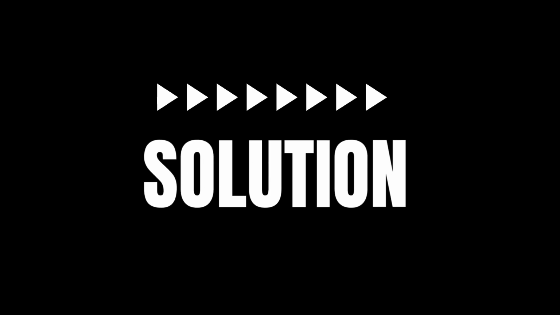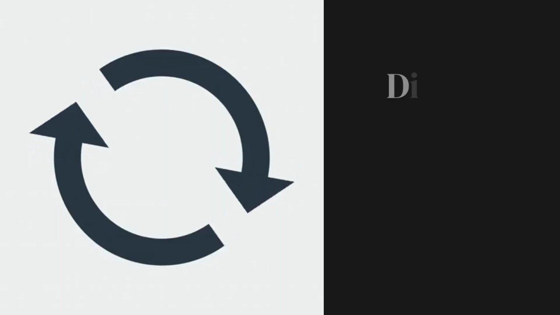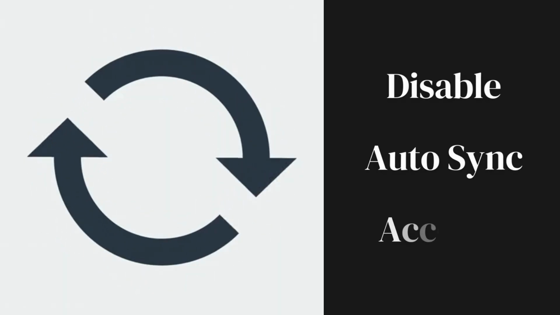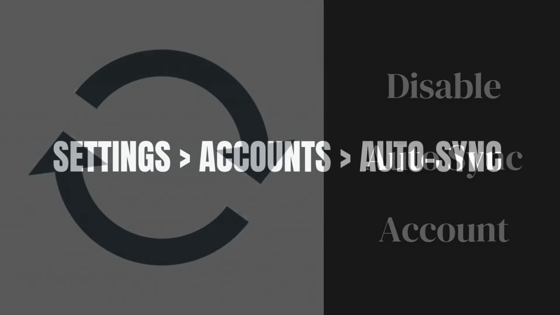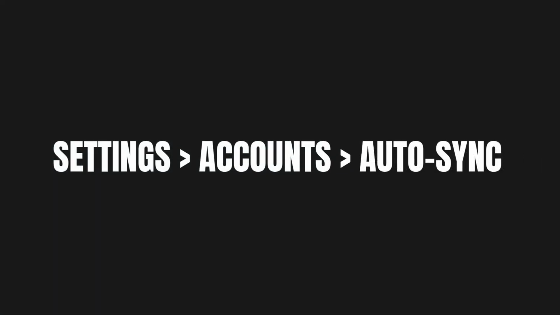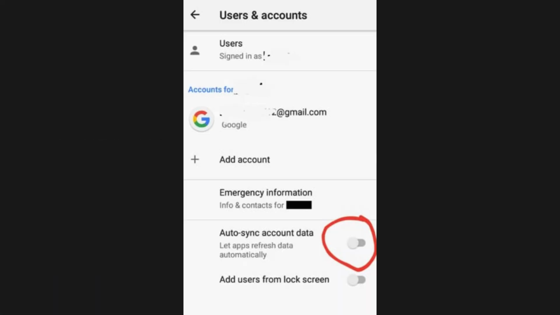So guys, solution is very simple. Disable auto sync for non-essential accounts. For that, just go to your settings, then go to the account section, and just turn off auto sync. Number 7. High screen brightness.